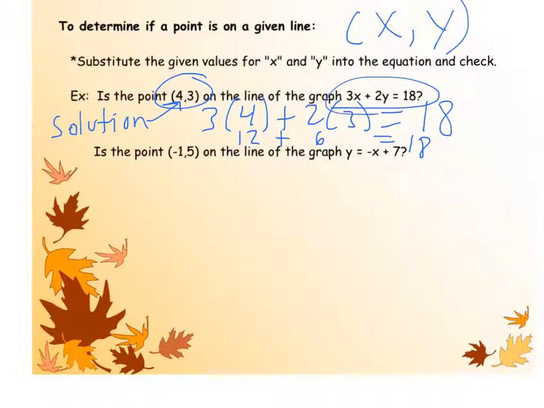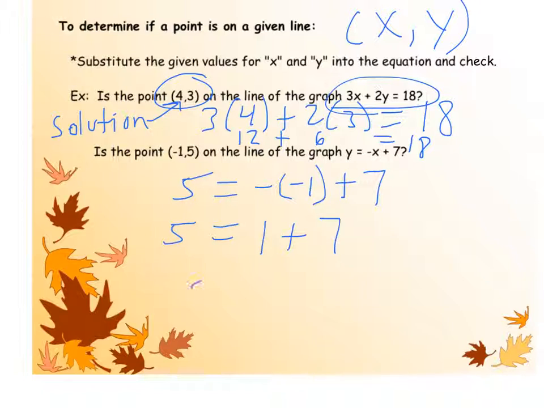Okay, we plugged it in, it worked. It's a solution. Now on a graph, what that would imply is that this line goes through that point. We can try it with another one here, and we will see as we put in 5 for y, -1 for x. We start to simplify a little bit. 1 plus 7. And we get to a very interesting equation that states that 5 equals 8. I don't think so. That is not true.